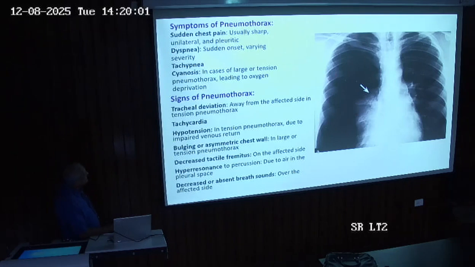What are the signs of pneumothorax? Tracheal deviation to the opposite side, tachycardia, hypotension due to impaired venous return, bulging or asymmetric chest wall, decreased vocal fremitus on the affected side because there is no patent bronchus here, and hyperresonance. Since the lung parenchyma is filled with air, there will be a hyperresonant percussion note. Then diminished or absent breath sounds over the affected area.